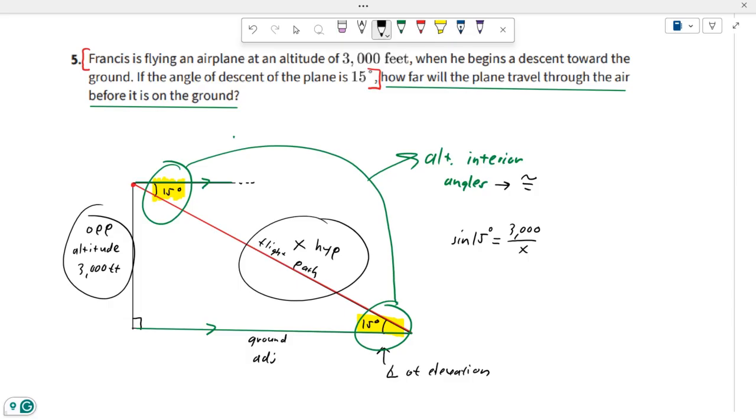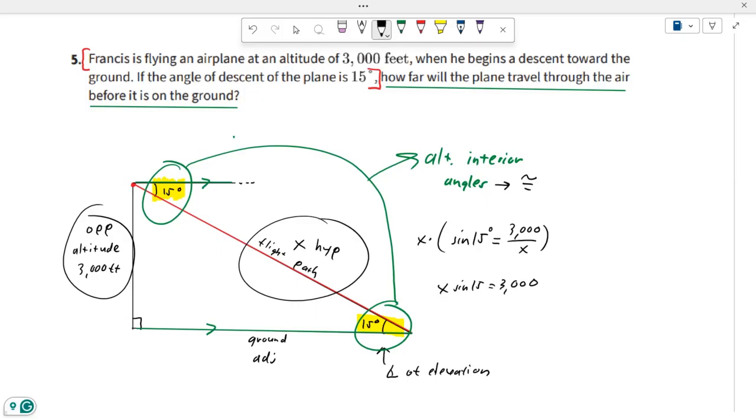And now I want to get x by itself. Well, before I get x by itself, x is in the denominator, so I've got to fix that. I don't want the thing that I'm solving for to be in the denominator. It's going to make things complicated. So let's multiply everything by x. That gives me x sine of 15 equals 3,000.